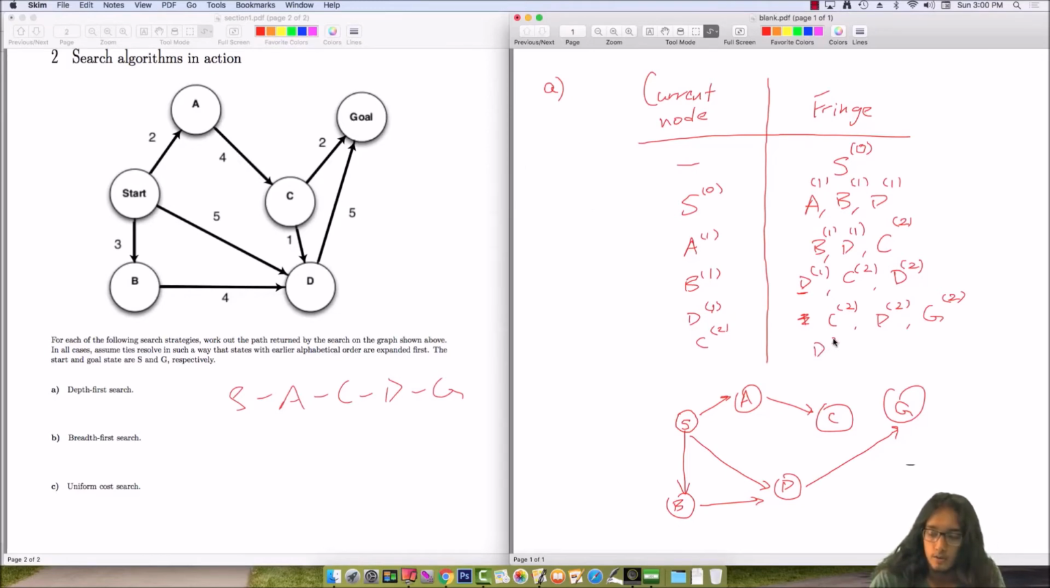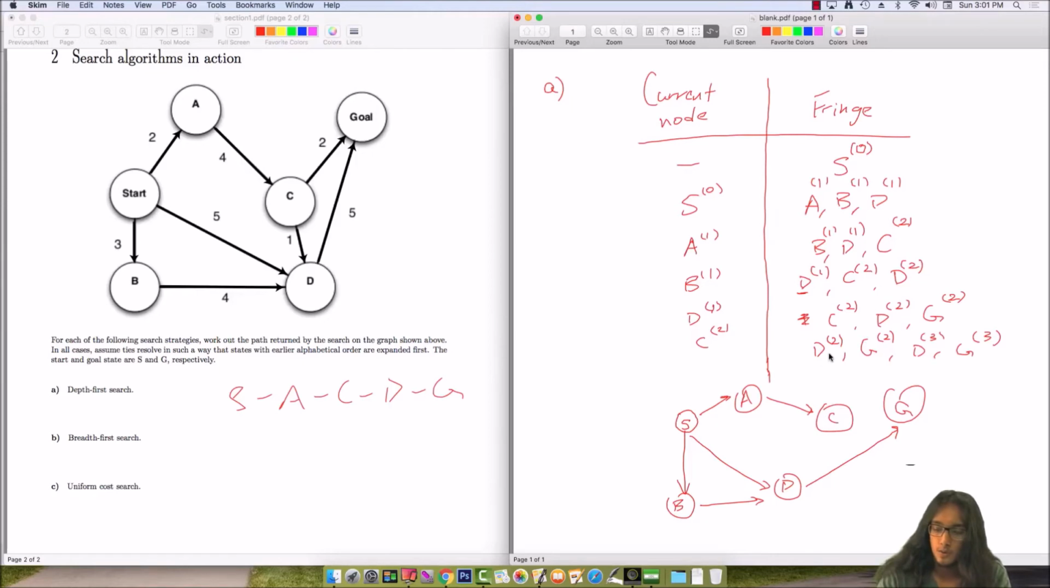What are the neighbors of C? Well, it's D as well as G, which means our fringe gets updated with 2 new copies, one for each of those. So we have a D, we have a G. We have a new copy of D, which has a depth of 3, not 2, because we went from start to A to C, and then C to D. So this copy has a depth of 3, and the new copy of G also has a depth of 3.